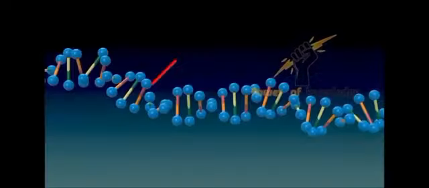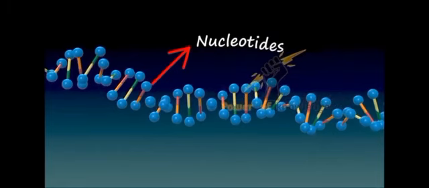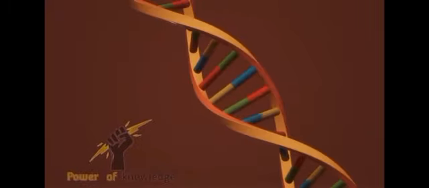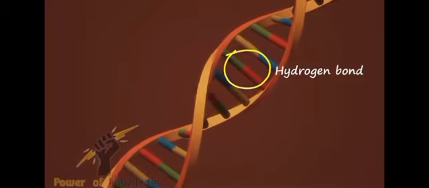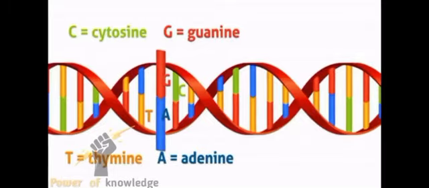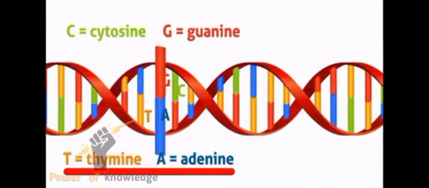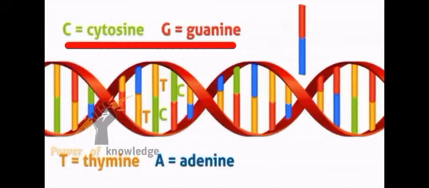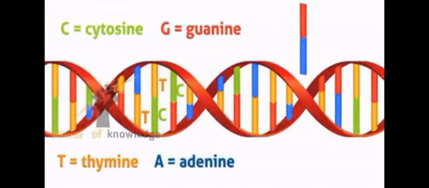In our body, every cell contains a genome that is made up of approximately 3 billion nucleotides. In these nucleotides, more than 30,000 genes are present. DNA is a double-stranded molecule. These strands are attached to each other by hydrogen bonding. There are 4 bases: adenine base pairs with thymine and guanine base pairs with cytosine.